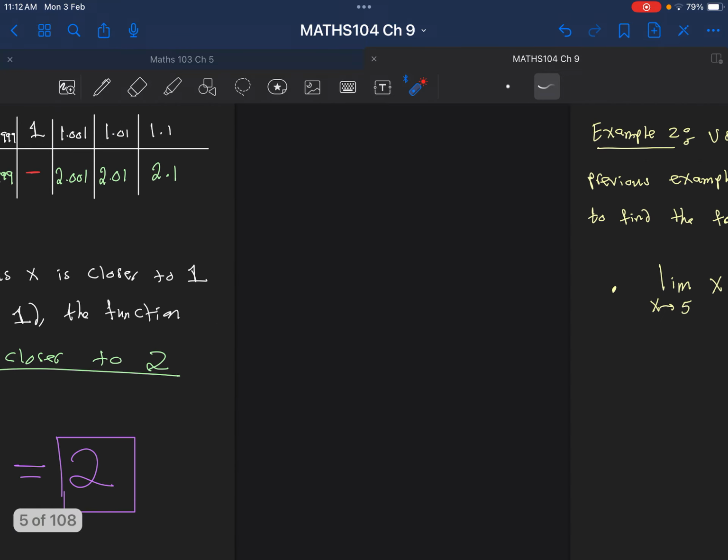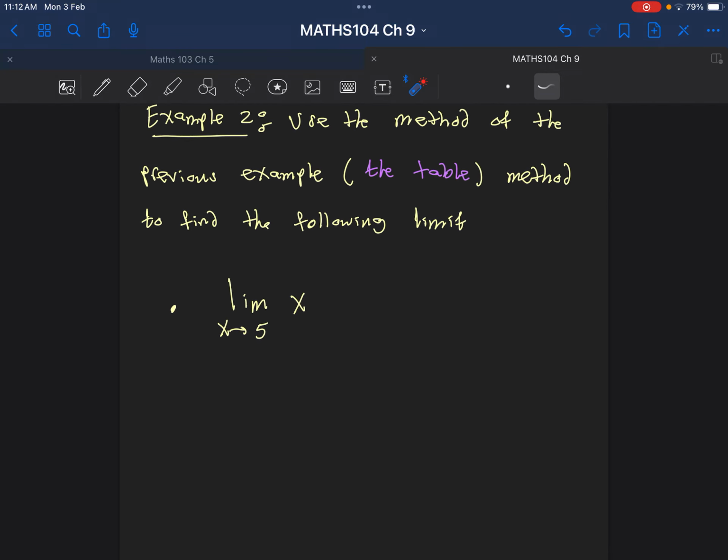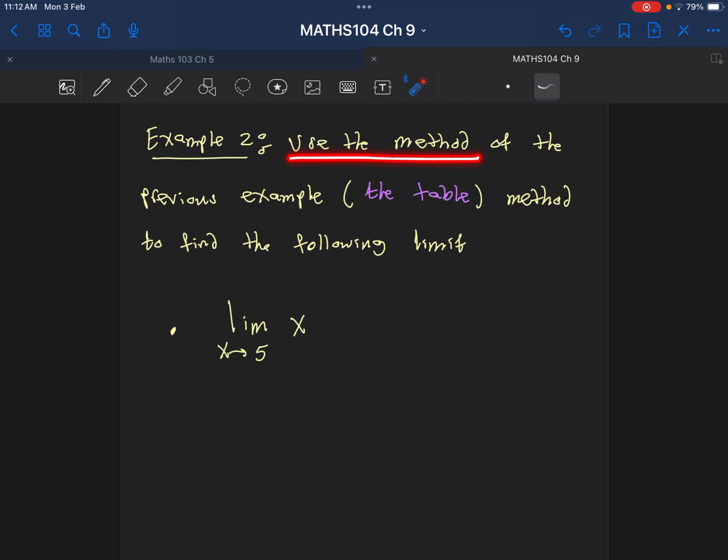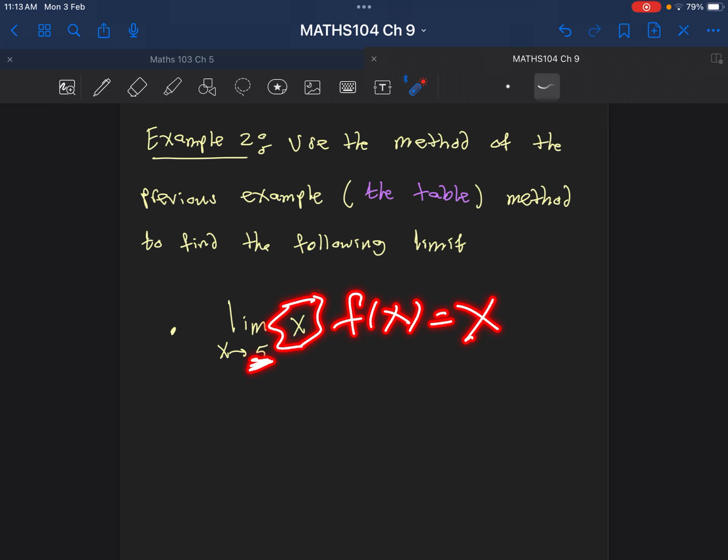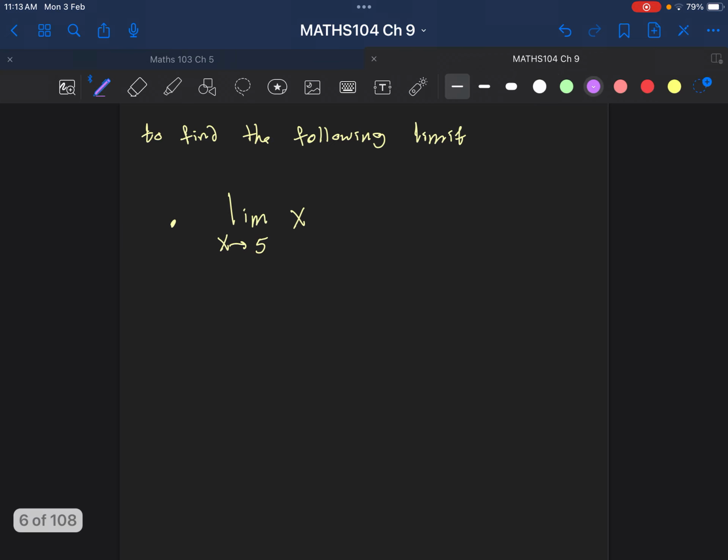So let's see example number 2. Example number 2, it says use the method of the previous example. What is the previous example? We need to make a table to find the following limit. So you have a function, f of x equal to x, and we need to make a table in which we choose numbers that are close to 5, maybe a little bit greater than 5, a little bit less than 5, and let's see what the behavior of the function will be.